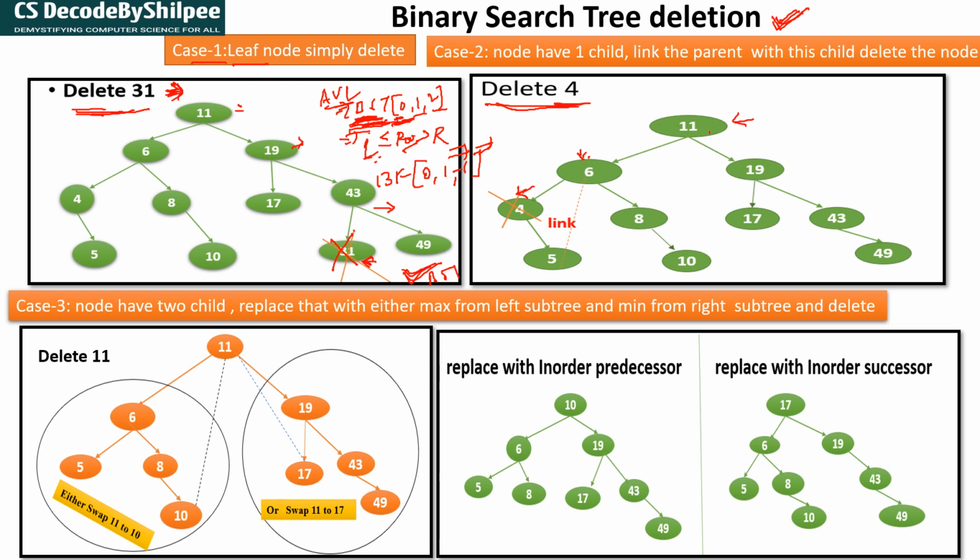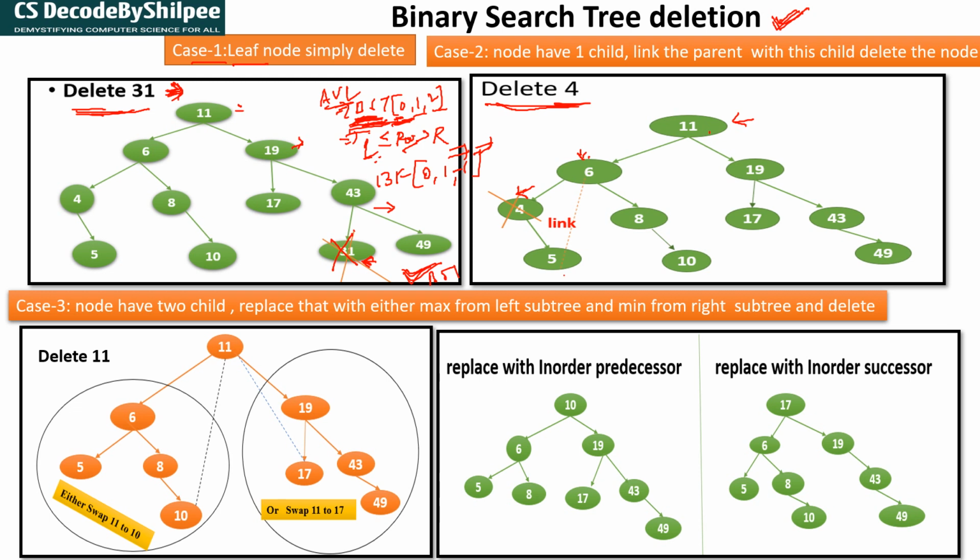So for deletion, if I am going to delete 4, first I will check what type of case it is. The case is that a node is having 1 child, either left or right. It's not a matter here; we are not talking about left child or right child, we are just talking about a node having a single child. So 4 is having a single child.